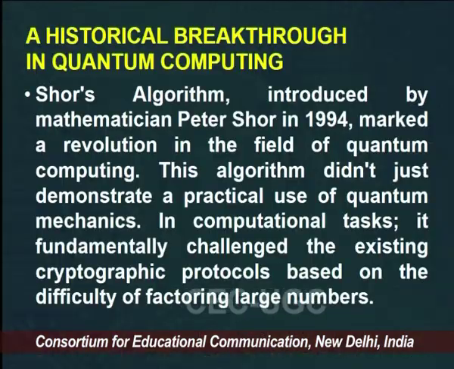So, what is the history behind this? A historic breakthrough in quantum computing. The Shor algorithm, introduced by the mathematician Peter Shor in 1994, marked a revolution in the field of quantum computing, and this algorithm is used in quantum computation. This algorithm did not just demonstrate a practical use of quantum mechanics for a computational task, it fundamentally challenged the existing cryptographic protocols based on the difficulty of factoring large numbers.